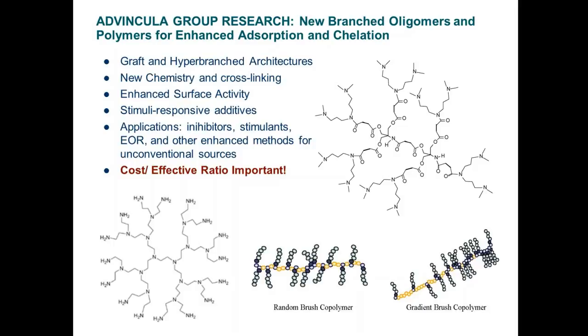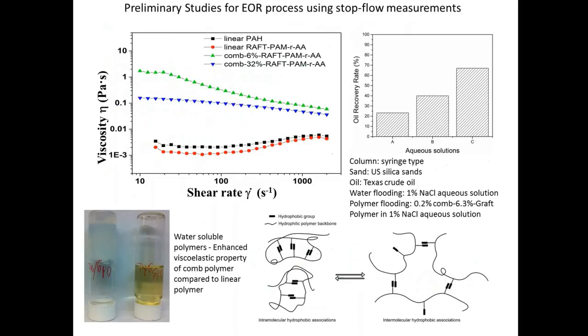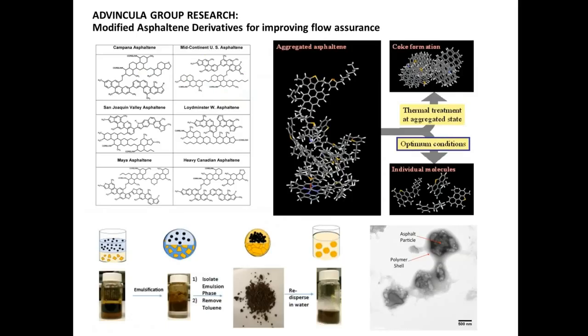On the other hand, high molecular weight random brush copolymers or gradient brush copolymer systems are very interesting in terms of their stimuli response. For example, we played around with RAFT polymerized polyacrylic acid and polyacrylamide copolymers. We've been able to tune their viscosity based on their composition as well as the structure of incorporating hydrophobes that are more oil friendly versus the hydrophilic backbone.